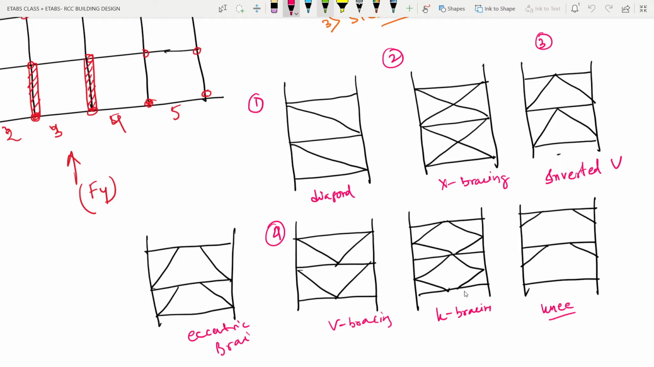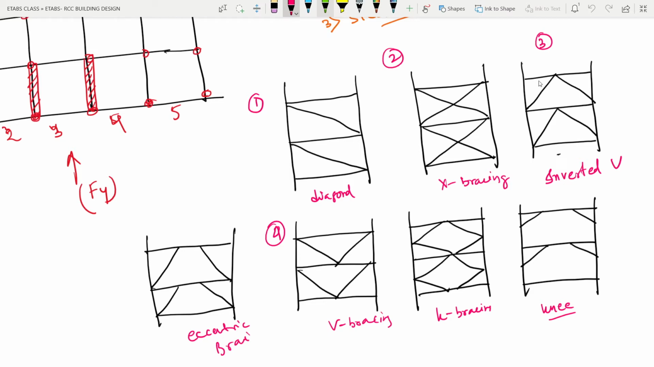Okay, in K bracing also you may find some difficulty providing the doors, but knee and eccentric bracings are functionally very effective, because we can provide the doors and windows, but structurally these are weak. Structurally, if you see the knee and eccentric bracing, these are weak. Functionally these are good. The diagonal and X bracings are structurally good, but functionally they have issues.